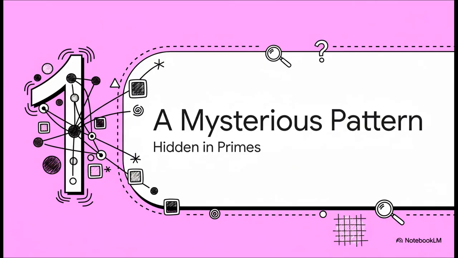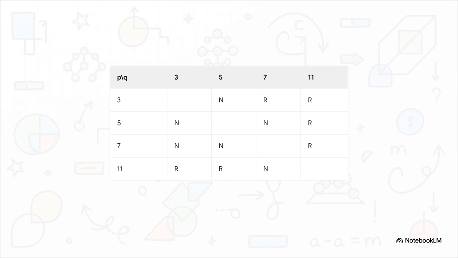Okay, so let's jump right in. We're going to start by looking at this mysterious pattern that mathematicians have been staring at for centuries. It all kicks off with a really simple-sounding question about prime numbers and perfect squares. So take a look at this.